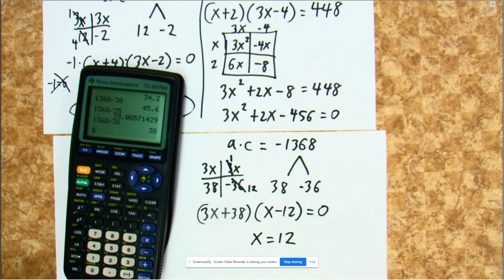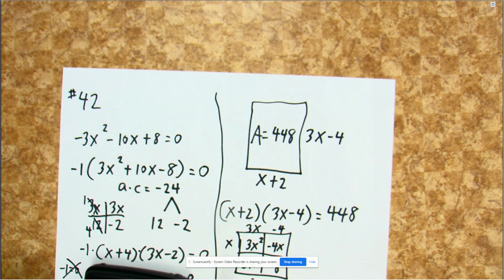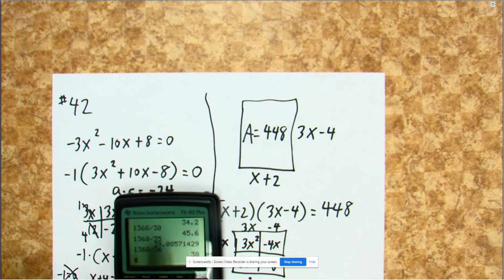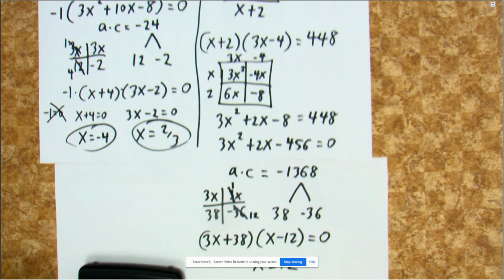Before I actually circle that answer and confirm it, a good practice would be double checking to make sure that I'm right. If the answer is 12, because the problem did want my dimensions, one side would be 14, and the other side would be 32. 14 times 32 does give me that appropriate area. 14 and 32. Interesting. So now x equals 12 is indeed the answer I'm looking for.